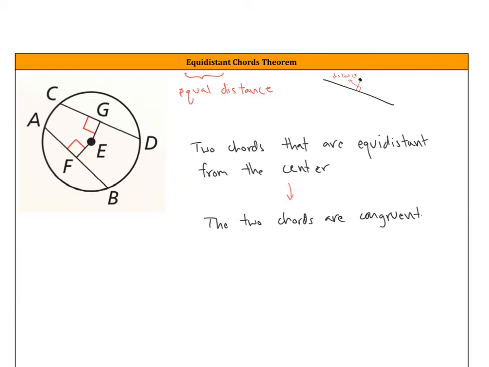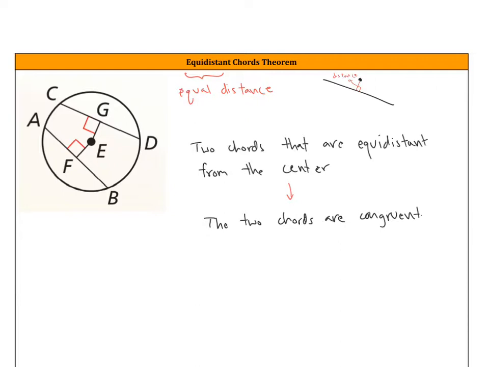Okay, so let's go ahead and actually relate this to the picture. So in this picture here, we have two chords, chord AB and chord CD, and their distances are marked here with segment FE and segment GE. How do we know this represents the distance? Again, it's because these two segments are perpendicular to the chords themselves.